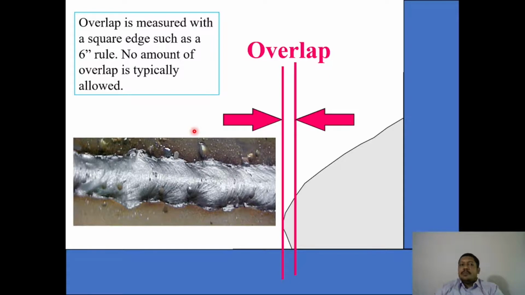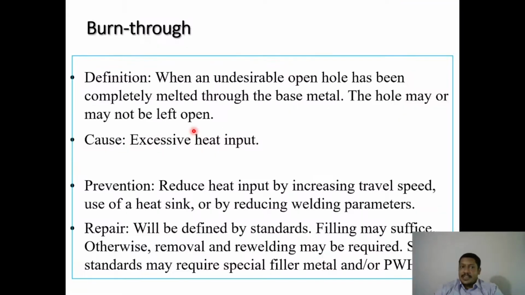So overlap is measured with a square edge such as a 6-inch rule. No amount of overlap is typically allowed. Okay, that is basically the wastage of your melted material.